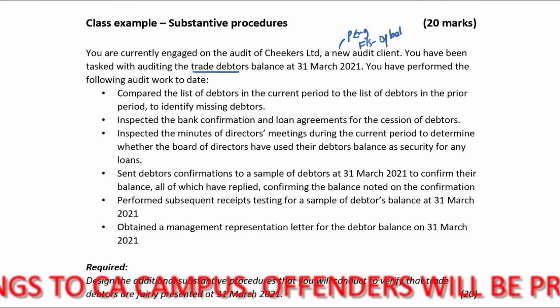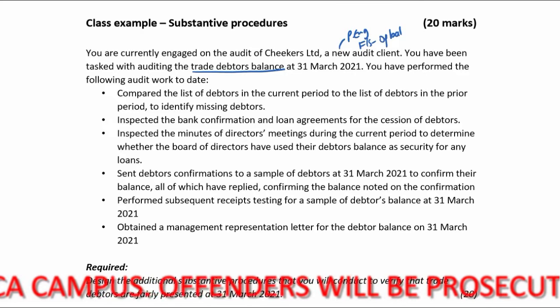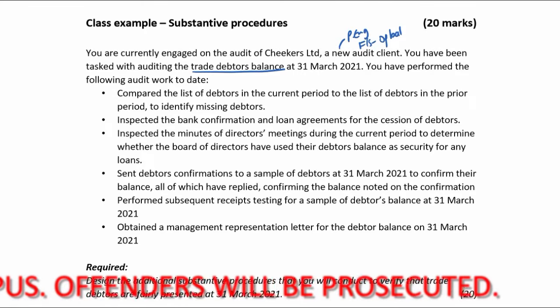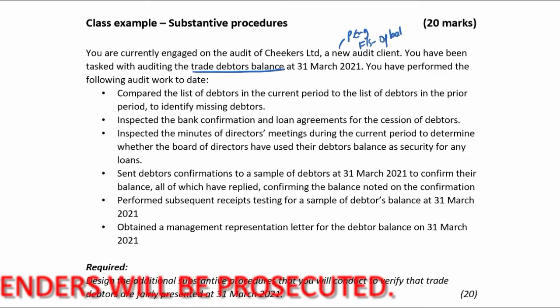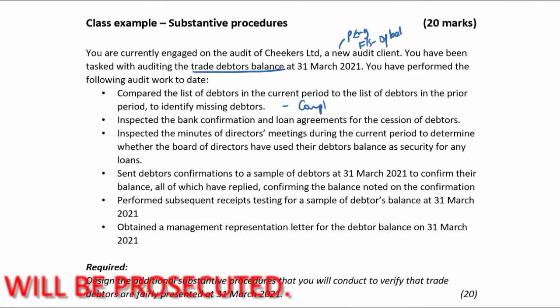So I can see it's now trade debtors. You have performed the following audit work to date. So this has been done. Compare the list of debtors in the current period to the list of debtors in the prior period to identify missing debtors. So they have done a test for completeness.